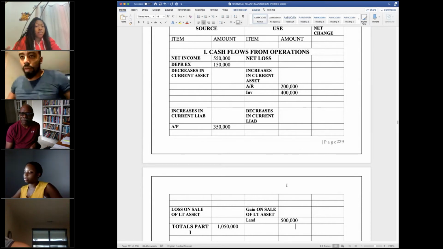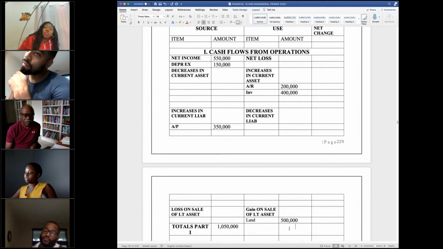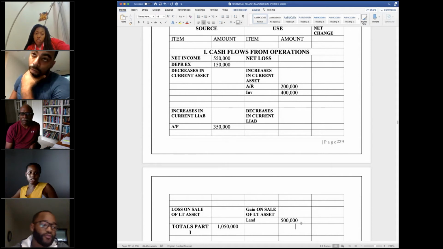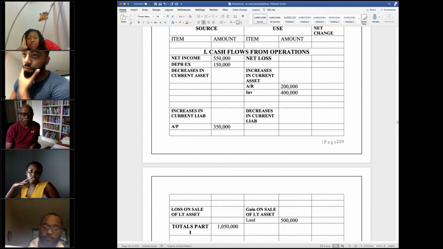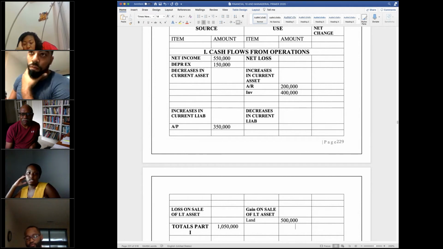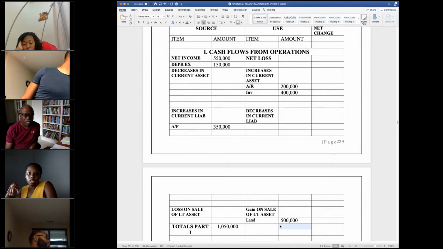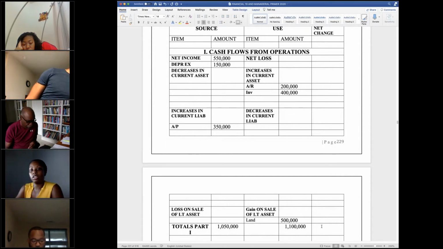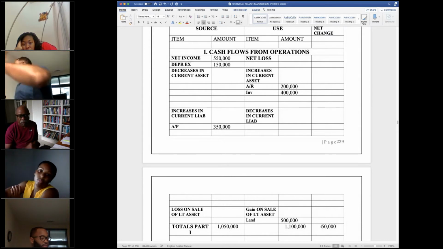Okay, hold on. Was it 500 or 550? 500, I thought. So if it's 500, then it's 1,100,000. And so based on this, they had a minus 50,000 from operations.